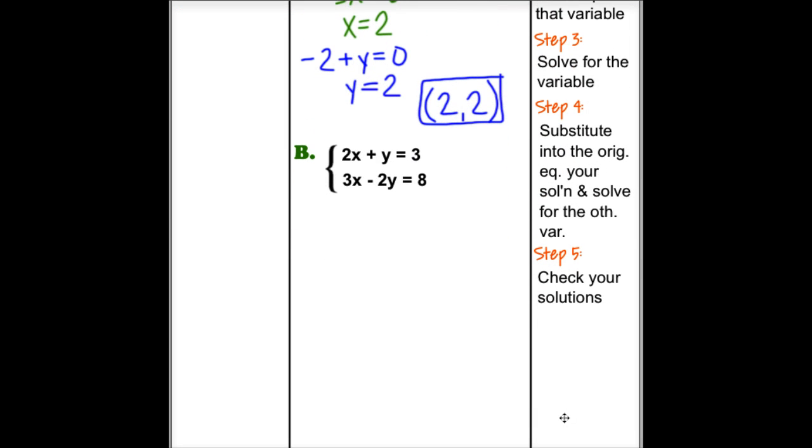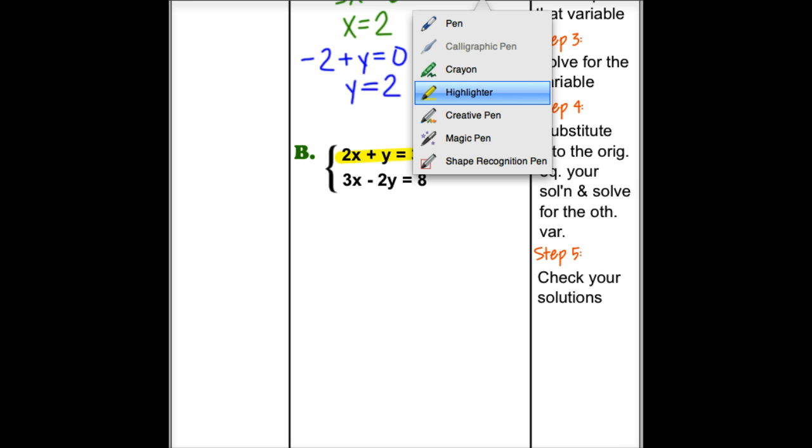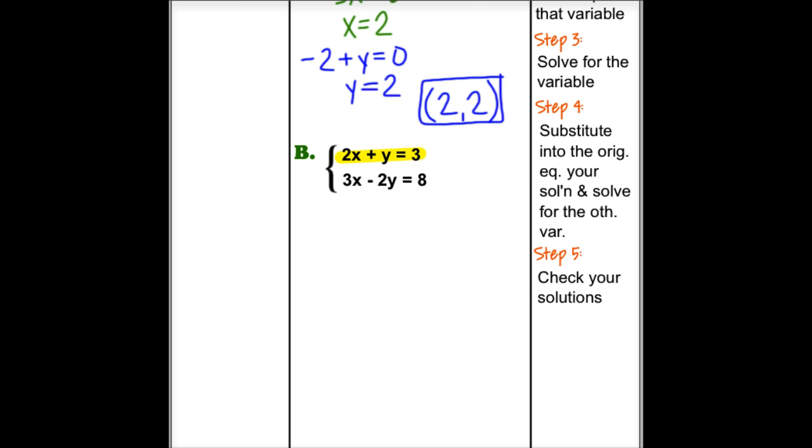In this particular set of equations, I like to highlight the one I'm going to solve, and this first one to me lends itself a little bit better because that y has a coefficient of 1. So I'm going to go ahead and solve that one. So 2x plus y equal to 3. I'm going to subtract 2x from both sides, giving me an equation of y is equal to negative 2x plus 3.